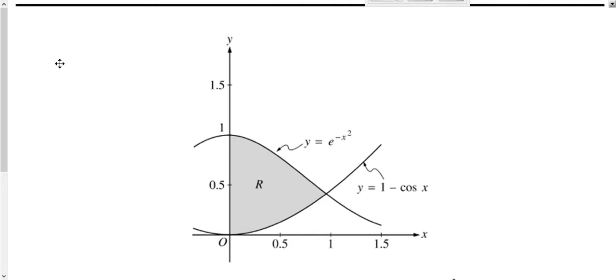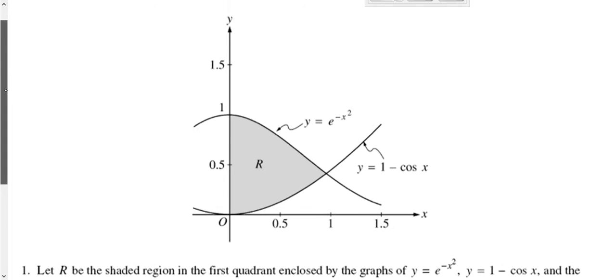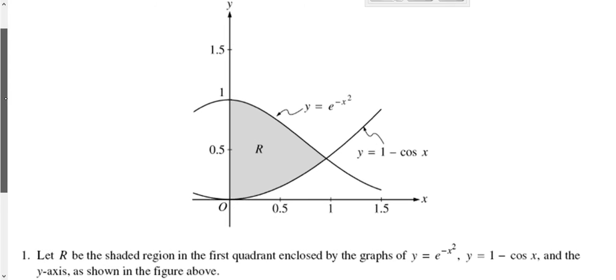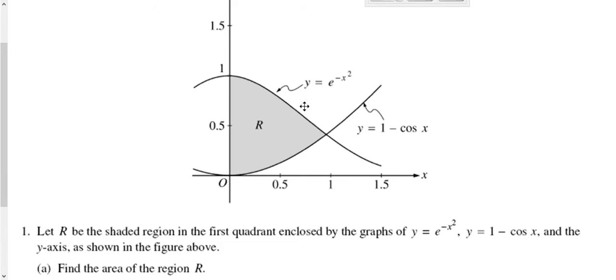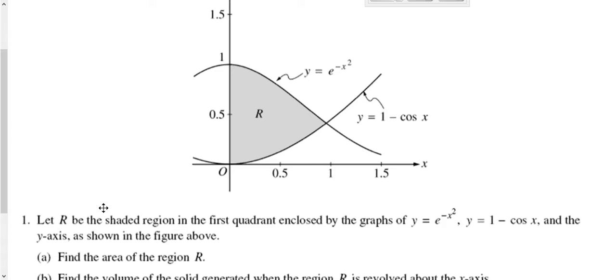I thought we'd start this lesson out with an old AP exam question. This was on the calculator part of the AP exam. They gave us these two graphs and region R. They said let R be the shaded region in the first quadrant enclosed by the graphs y equals e to the negative x squared, which is this one here, and y equals 1 minus cosine of x, and the y-axis. So this shaded region here is what we're talking about. We want to find the area of that region.